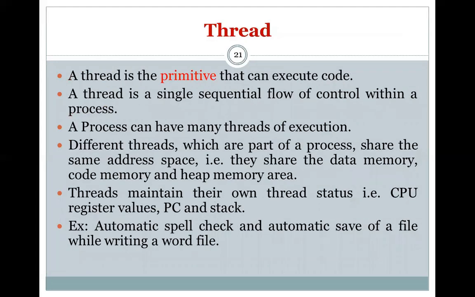Thread. A thread is a primitive that can execute code. A thread is a single sequential flow of control within a process. A process can have many threads of execution. Different threads which are part of a process share the same address space, that is, they share the data memory, code memory, and heap memory area. Threads maintain their own thread status, that is, CPU register values, PC, and stack. Examples for threads are automatic spell check and automatic save of a file while writing a Word file.